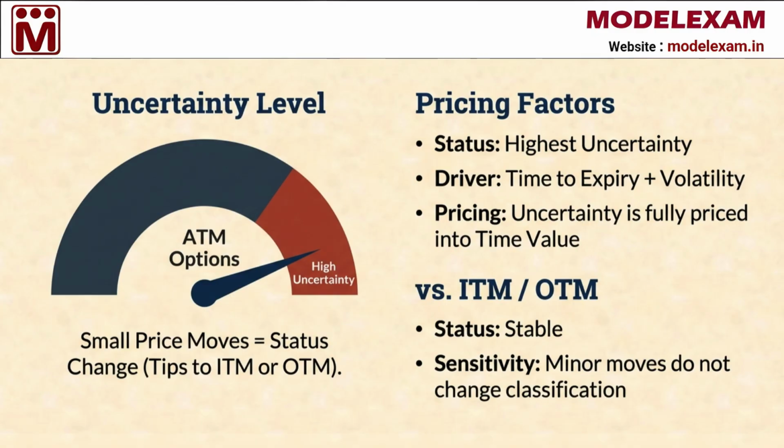Moving on, we need to understand the uncertainty level and how it affects pricing. At the money options have the highest uncertainty because even a very small move in the market price can change their status to either in the money or out of the money. This high level of uncertainty is fully priced into the time value of the option. In contrast, in the money and out of the money options are more stable because minor price changes do not usually change how they are classified.